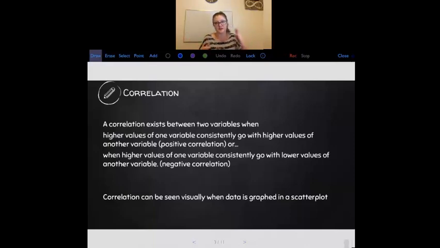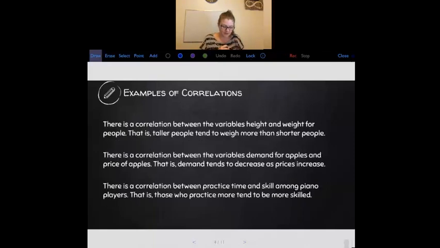values of another. So there's a positive correlation. Or when higher values of one variable consistently go with lower values of another variable. Negative correlation. Correlation is typically seen visually when the data is graphed on a scatter plot. Okay. So, different types of examples of correlation.